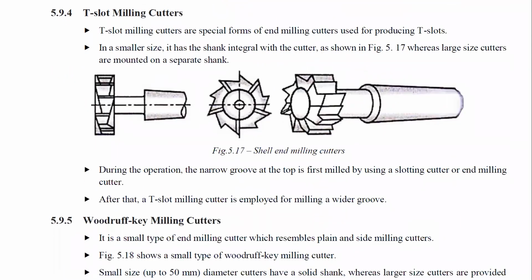T-slot milling cutters. T-slot milling cutters are a special form of end milling cutters used for producing T-slots. In smaller sizes, the shank is integral with the cutter, whereas large size cutters are mounted on a separate shank. During the operation, a narrow groove at the top is first milled by a slotting cutter or end milling cutter. After that, the T-slot milling cutter is employed for milling the wide groove.